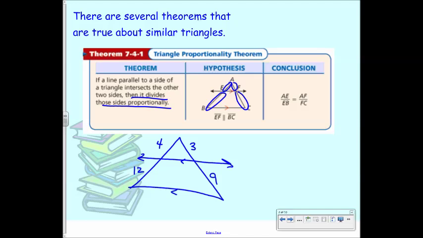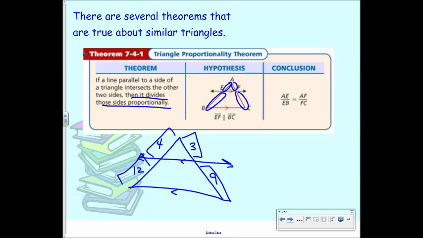So if this one is 4 and this one is 3, then if this piece is 12, this piece must be 9. So this right here is proportional to this, and this is proportional to this. But it doesn't have to be 1/3, right? No, it doesn't have to be 1/3. It could be 1/4, 1/5, just whatever it is.